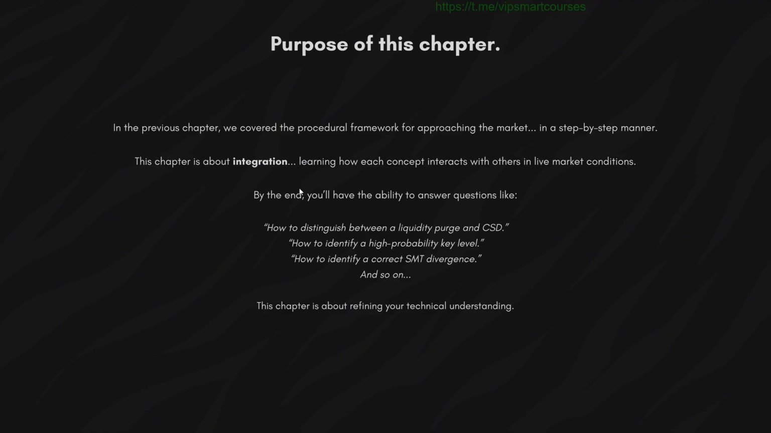Okay, and by the time you are done with this chapter, you should be able to answer questions like how to distinguish or how to tell the difference between a regular liquidity purge and a proper CSD, how to identify a high probability key level, how to identify a correct SMT divergence or how to confirm it, and so on. Okay, along with this, we'll have many other stuff too, but you get the idea. That's the goal here. Okay, this chapter is basically about refining your technical understanding. Okay, now let's get into the chapter.